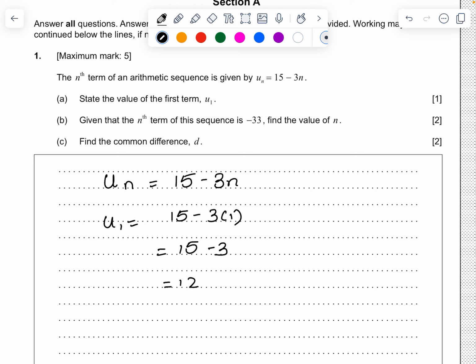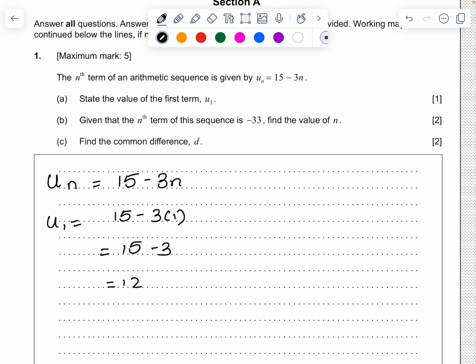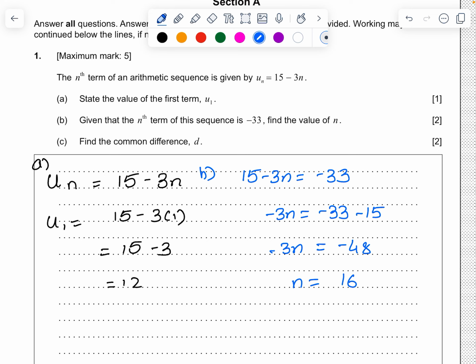Given that the nth term of the sequence is minus 33, find the value of n. Now, that is part A. Now part B, nth term of the series, which is 15 minus 3n equals negative 33. Find the value of n. Negative 3n equals negative 33 minus 15, negative 3n equals negative 48, n equals 16. That's going to be the answer.